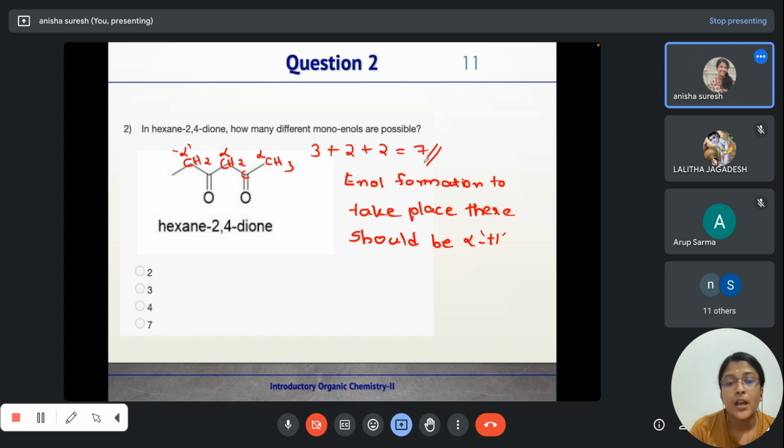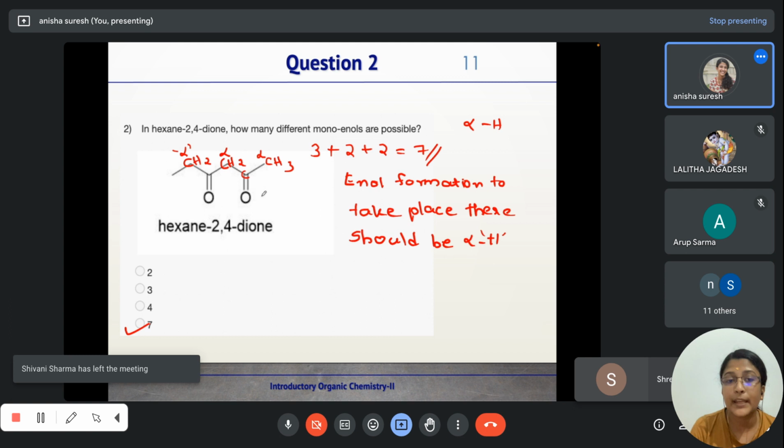to 7. So by abstracting each of the alpha hydrogens, it will result in the formation of enols. So in total there are 7 alpha hydrogens. So by abstracting each of those alpha hydrogens, it will result in the formation of different monoenols. So the correct answer will be 7, as mentioned in the comment box. Is this clear? How enols are forming? A base will come and abstract the alpha hydrogen. It will result in the formation of the enol.